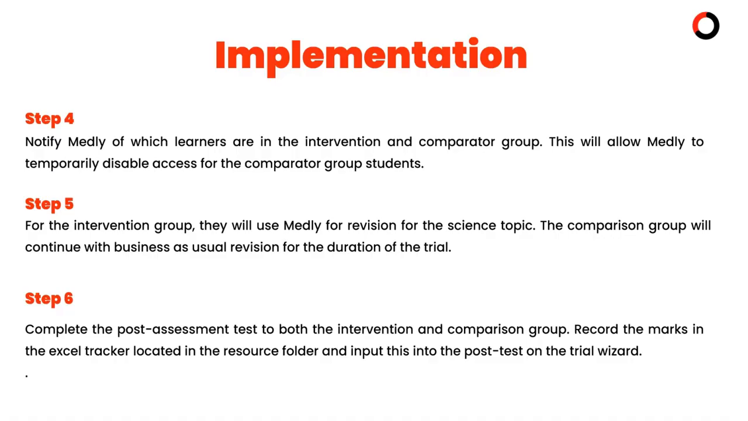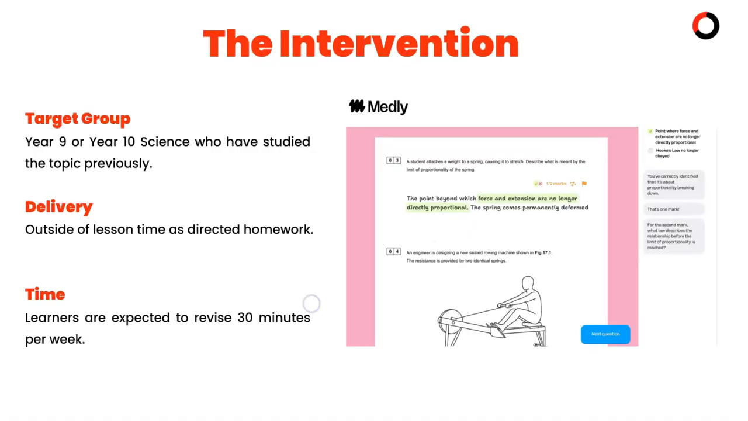Once you've done that, you will then complete the short process evaluation. Click Analyze to generate your impact report. So the intervention targets Year 9 and Year 10 science pupils who have studied the topic previously. It's delivered outside of lesson time as directed homework, and learners are expected to revise 30 minutes per week.